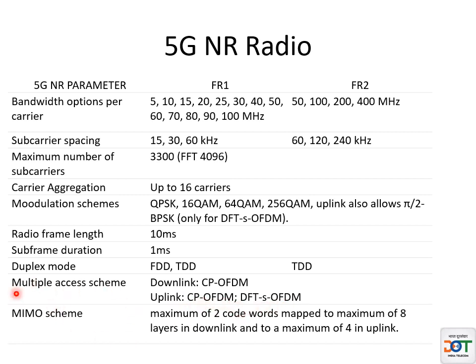And of course MIMO will be used, and we will have a separate session on MIMO. A maximum of 2 code words mapped to a maximum of 8 layers in downlink, and a maximum of 4 in uplink, will be used in the new radio. So this was the last slide of part 1, 5G introduction part 1, and the rest of the items we will discuss in the part 2 video.